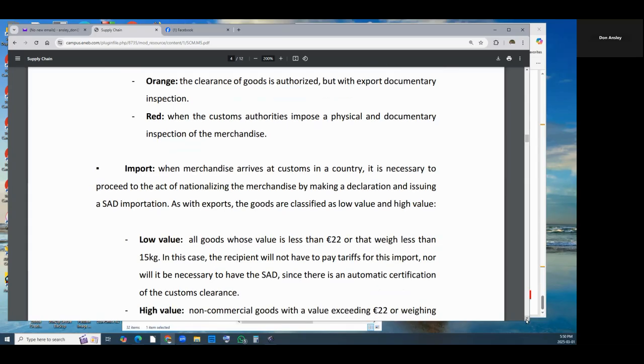Low value ones would be value of less than 22 pounds, 22 euros, or that the weight is less than 15 kilograms. And in this case, the recipient will not have to pay a tariff for this import, nor will it be necessary to have a SAD, since there is an automatic certification of the customs clearance.